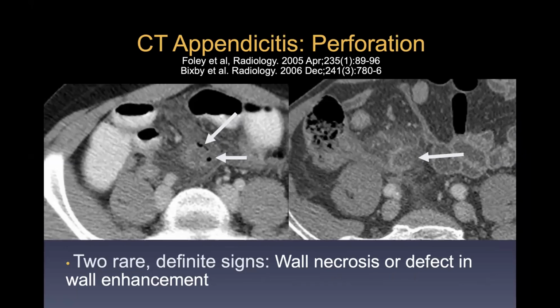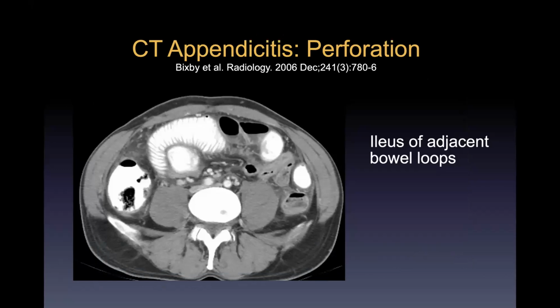Now, there are a few more gold star signs that we see less frequently, but are very good signs of perforation when you see them. So wall necrosis, in this first image, we actually have pneumatosis in the wall of the appendix. It's gangrenous. And in the second image, you see a nice enhancement of the wall of the appendix and then a focal defect in the wall enhancement. Those are both also very specific signs for perforation. You just see them less often. So those get gold stars as well, although you're not likely to see them as commonly.